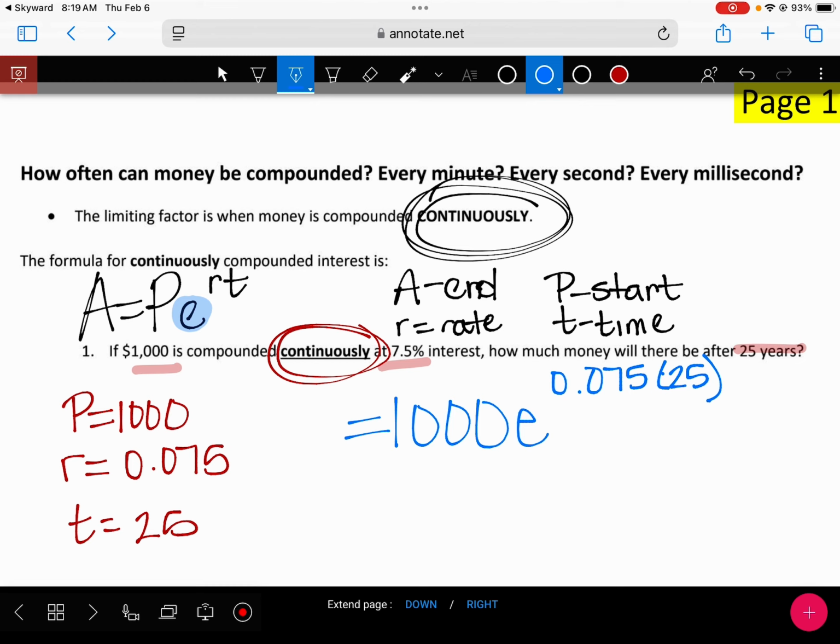Type in 1,000. Hit the green key, LN, and then type in the exponent, 0.075 times 25.